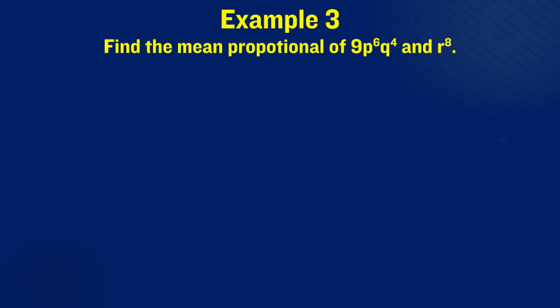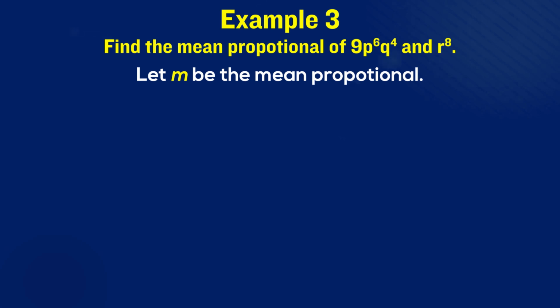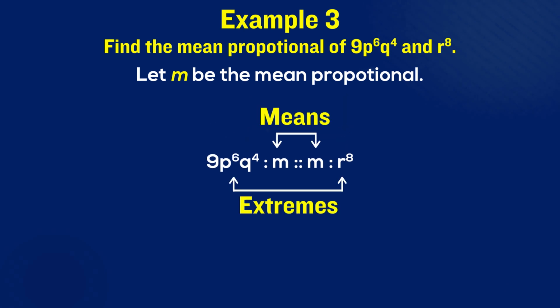First things first, let's consider M as the mean proportional and then put them all in proportion like this. Here comes the knockout punch, the magic step we all know and love. The product of extremes equals the product of means. So, first the product of the means M into M, then an equal to sign, and lastly write the product of the extremes 9p power 6, q power 4 and r power 8.